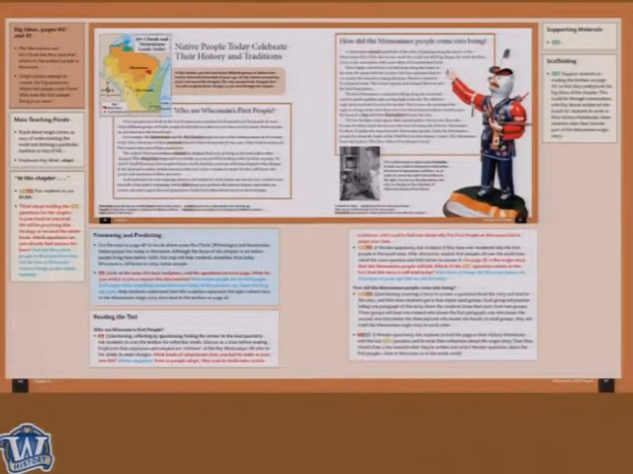And then you'll see these elements repeated on every spread. In this case, and this is one of the two focus spreads that Corey talked about, you'll see there's reading the text now. And reading the text is to help students actually read those text boxes.